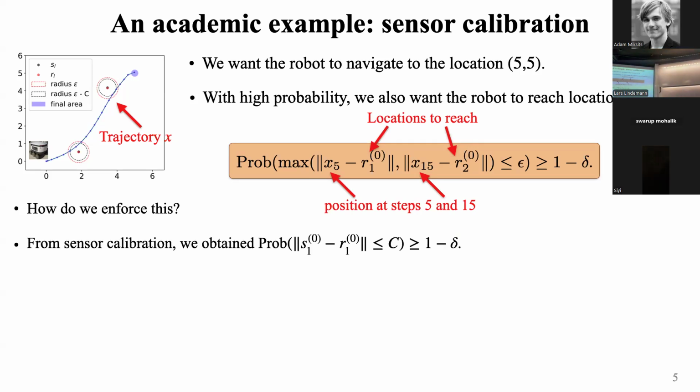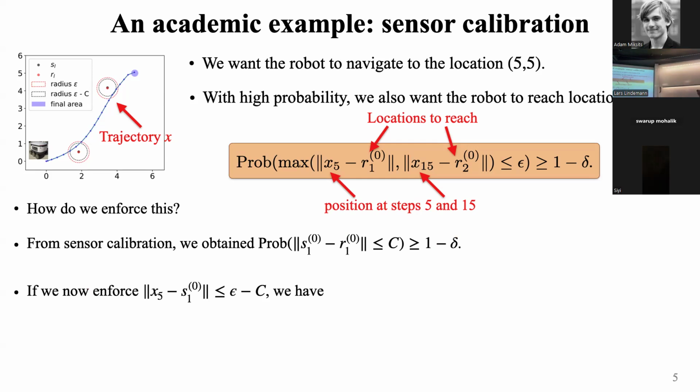Now, we can achieve this in the following way. We first note that what we obtained, just talking about region 1 for now, is that our sensor measurement of region 1 is close to the position of region 1, with 1 minus delta probability C close. C was this quantile, right? This is what we computed on the previous slide already.